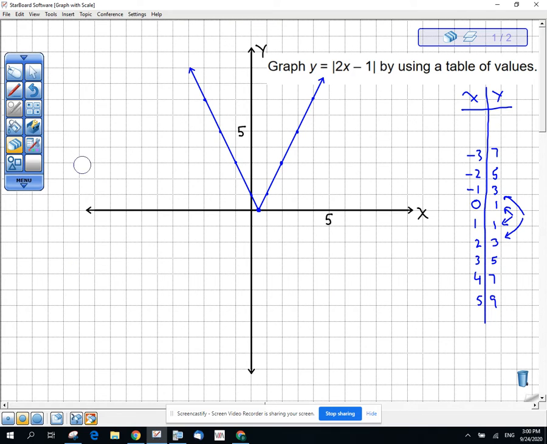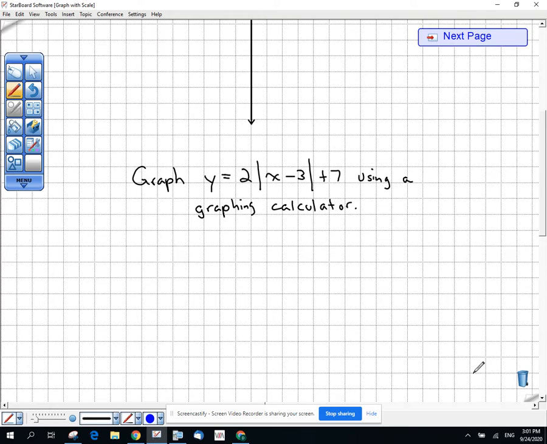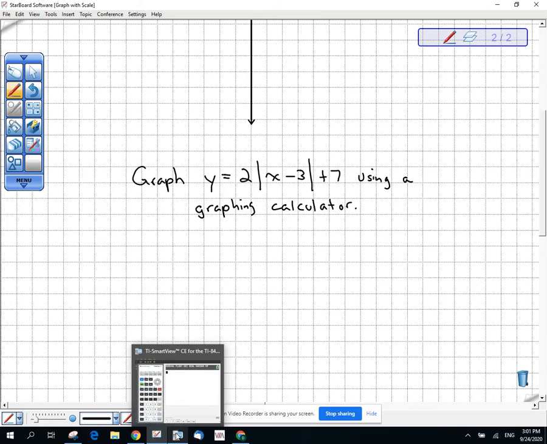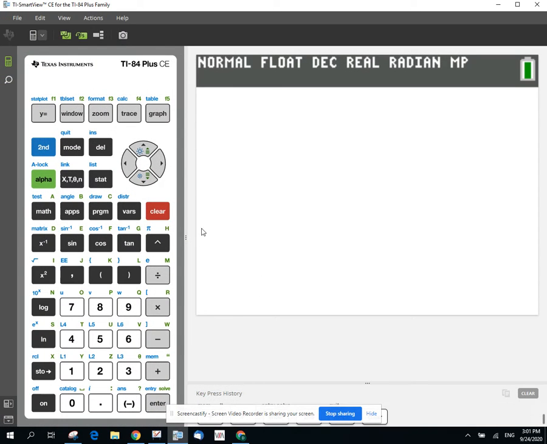The second way that our book wants us to learn to do a graph like this would be by using the graphing calculator. So you have been introduced to the graphing calculator now, and you've actually even done an absolute value graph on the graphing calculator assignment, and now we're just going to kind of do that again. I already have that on my calculator.